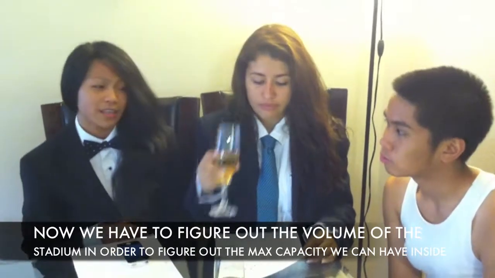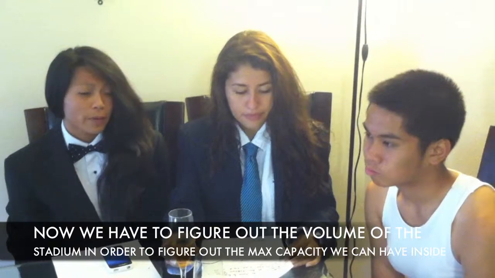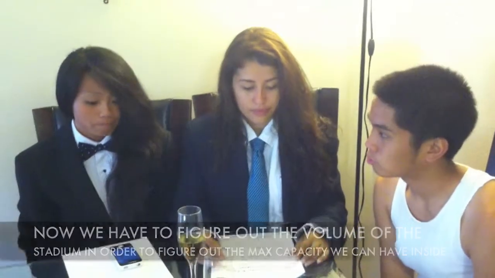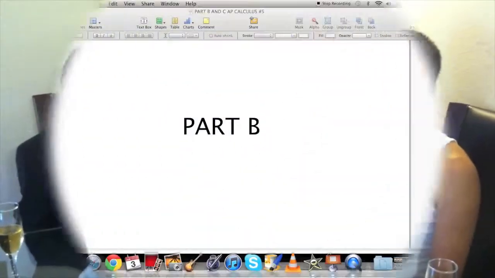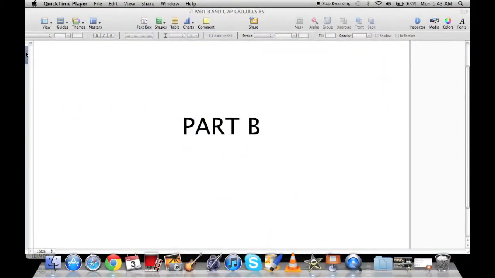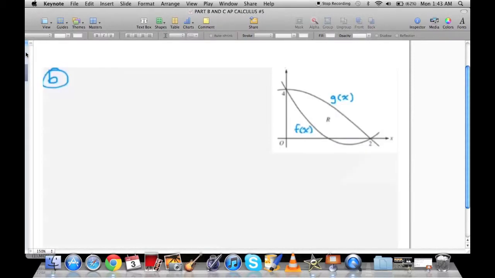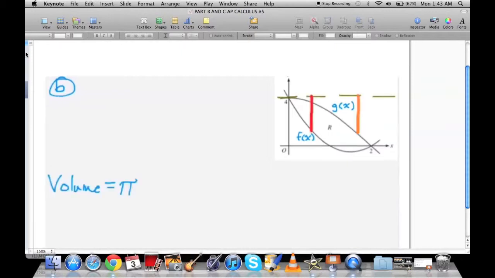Figure out the volume of the stadium in order to figure out the maximum capacity of people we can have inside. Okay, are we still using calculus? Of course. Okay, for part B, we are told to rotate the region along y equals 4. The red line will represent the big radius and the smaller one, which is the orange.